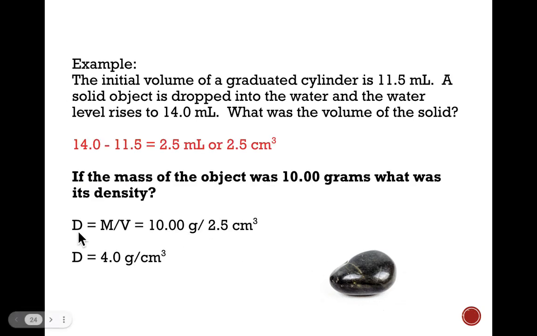So we know that density is mass over volume. We have 10 grams. That's 2 significant figures. We have 2.5 centimeters cubed. That's also 2 significant figures. So 10 divided by 2.5 is 4.0. Again, matching significant figures here because it's a division. Grams per cubic centimeter. And that is your lesson on density.